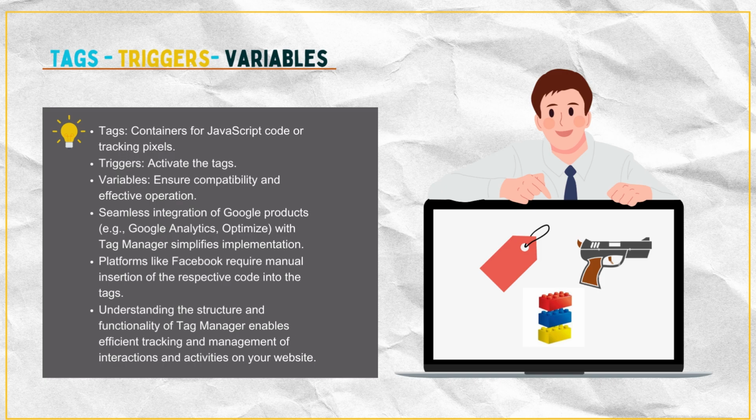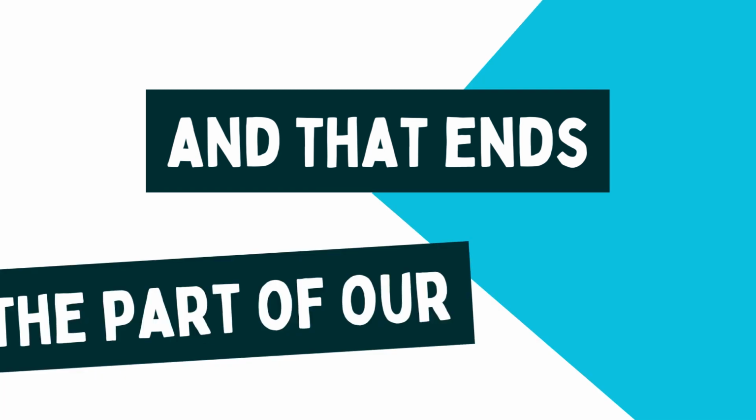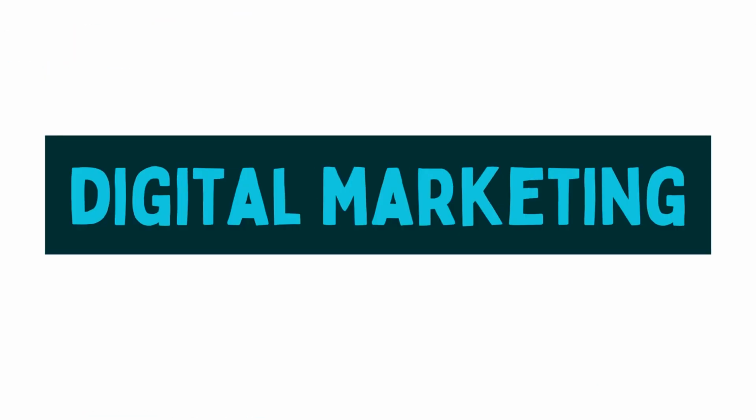The seamless integration of Google products like Google Analytics and Optimize with Tag Manager simplifies the implementation process, while platforms like Facebook require manual insertion of respective code into the tags. By understanding the structure and functionality of Tag Manager, you can efficiently track and manage various interactions and activities on your website. And that ends the part of our discussion about digital marketing.